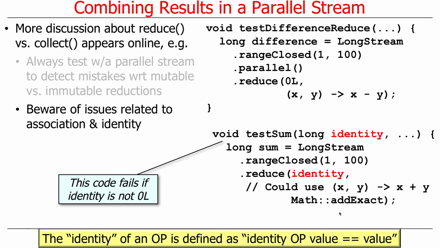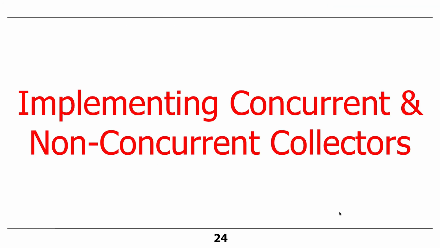You'll just get the wrong answer. You may get it very quickly, because you may have a parallel stream that will very quickly give you back the incorrect answer, but it's still the incorrect answer.